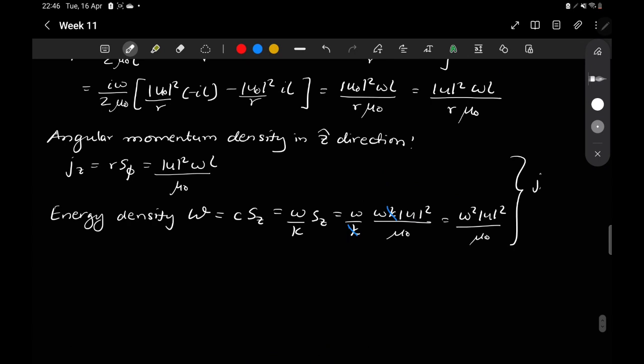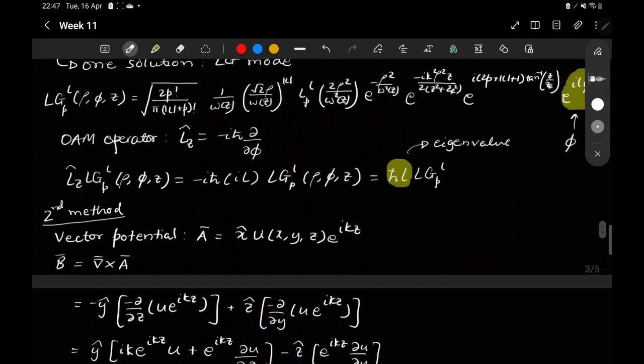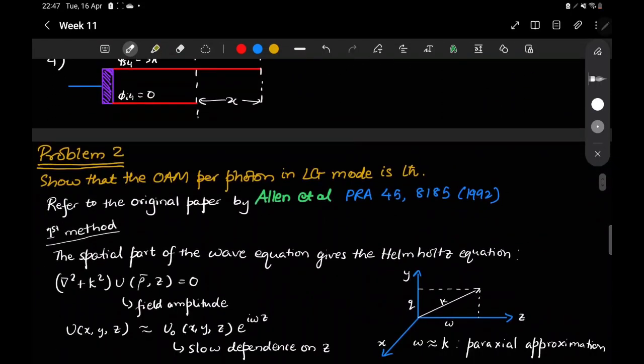So angular momentum per energy density is l over omega. So this means that angular momentum per photon of energy h cross omega is h cross l. You can have this h cross l over h cross omega. So for a photon having energy h cross omega, that will carry h cross l angular momentum. So this completes the proof, and this proof is present in the original paper if you want to refer to this Allen et al. PRA 1992 paper.